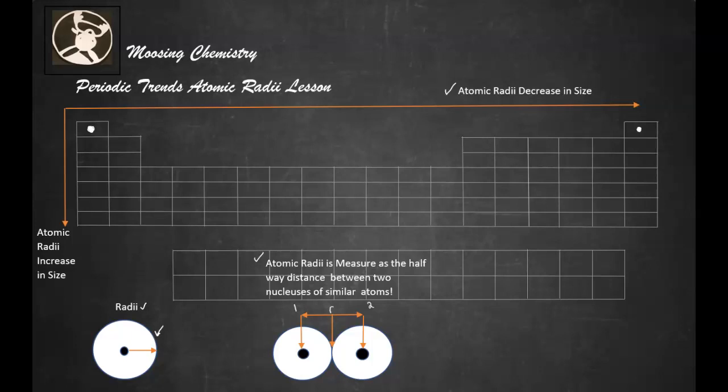So as you go down the periodic table, there are 1, 2, 3, 4, 5, 6, and 7 periods, right? Each period is a new shell. So the atomic radii is going to increase because you're making the atom larger and larger by adding more shells. So the atom gets bigger and bigger and bigger.